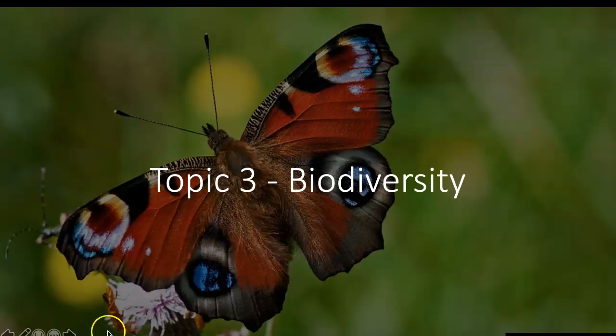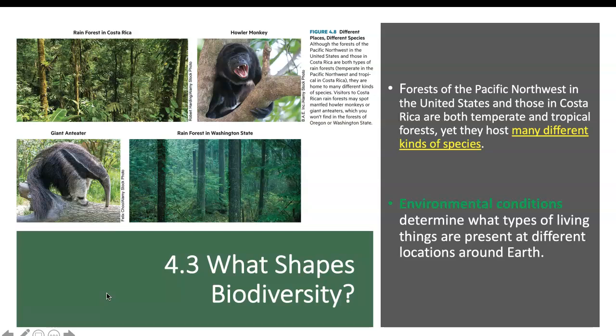So the third topic we are going to explore is biodiversity. This is my favorite. What shapes biodiversity? There are two rainforests. One is in Costa Rica, another is in Washington State. Their geographic areas are utterly different. They belong to the same type of forest, but the species they host are very different.